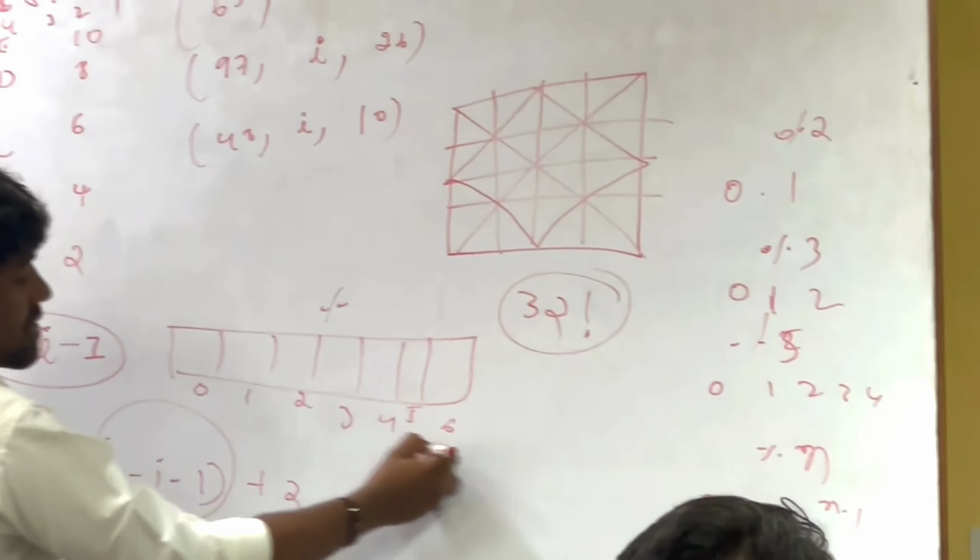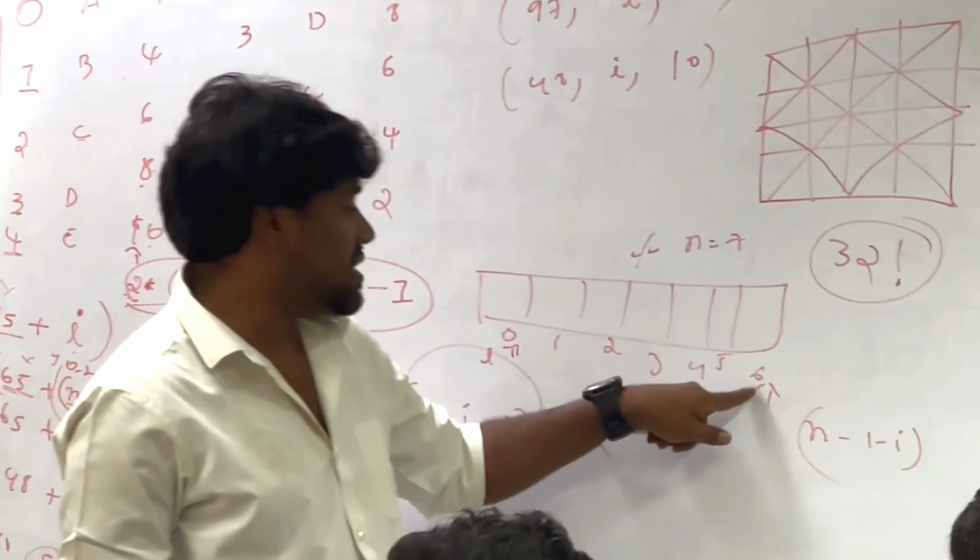Now this will become I now. What is I now? I is nothing but 0. I want the nth number. How do I get the nth number? I get the nth number by this equation: n minus 1 minus I. What is the value? 7. 7 minus 1 is nothing but 6. 6 minus I, which is 0, is 6 only. 6 is pointing to here.